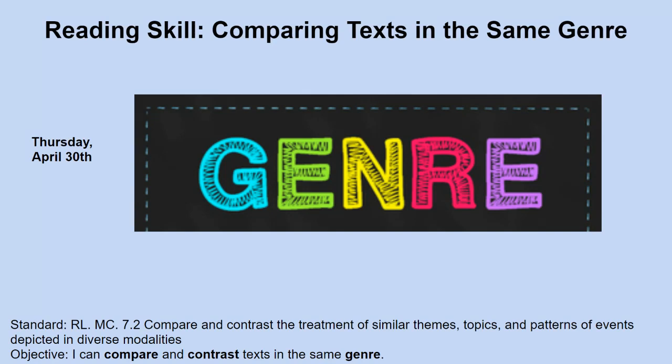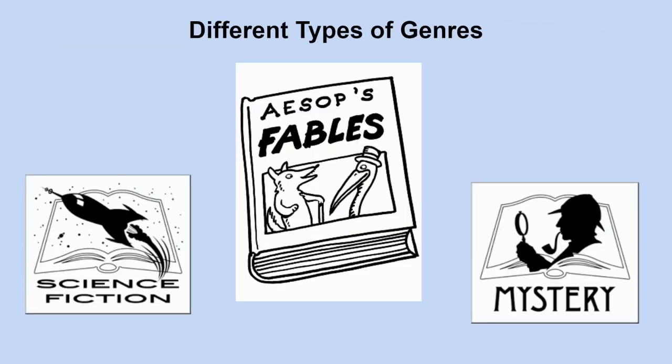Let's take a look at our objective at the bottom. I can compare and contrast texts in the same genre. So in other words, I can find the similarities between two texts, and I can find the differences between two texts that are written in the same genre. We've covered a couple different genres this week. We've looked at science fiction texts, and we've looked at some fables.